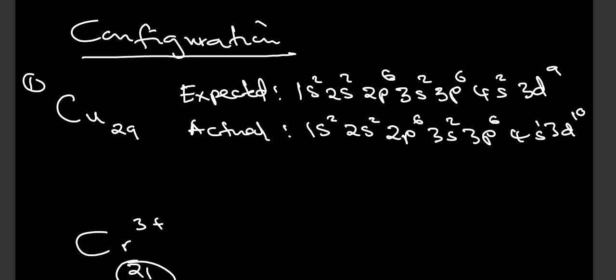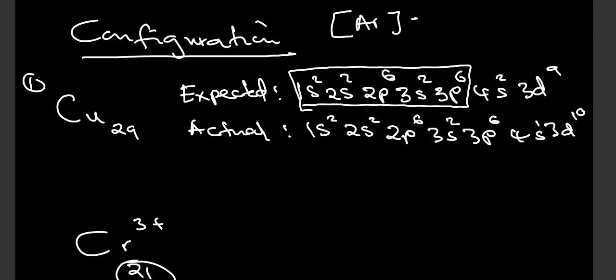So you always give them actual and expected. Write it the same way I've written it here. Or if you don't want, you can write it using the shorthand notation using argon. I taught you how to write this. So argon has 18. So this is 18, so we can shorten it. Then you just write this. This is just 4s2. Then you have 3d9.